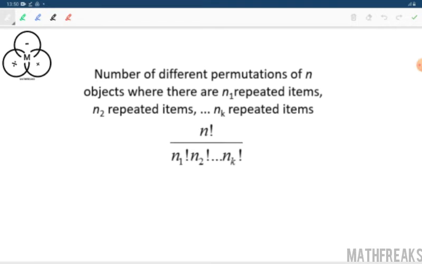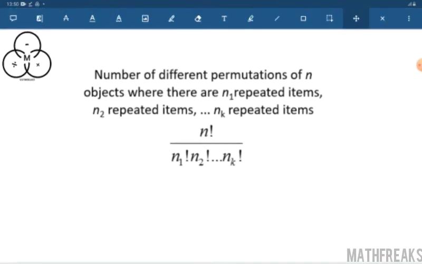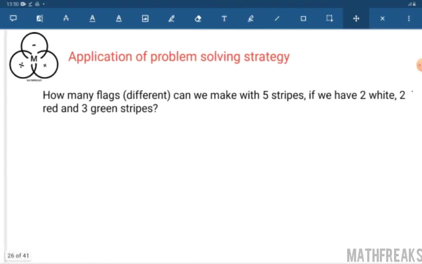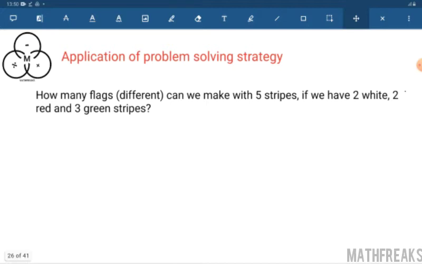And here's the actual formula. The number of different permutations of n objects, where there are n1 repeated items, n2 repeated items, and nk repeated items. Basically, a direct question will not come. But while solving problems, you can apply this skill. While solving the problems, you have to apply this skill. The example I have shown here is an application of a problem-solving strategy.